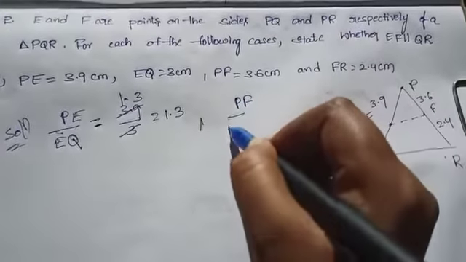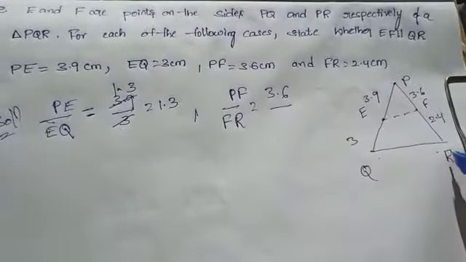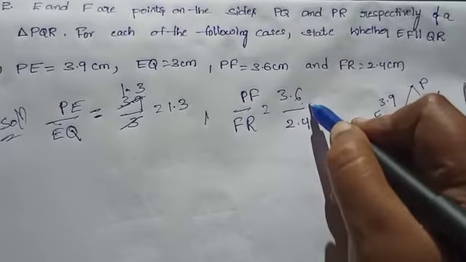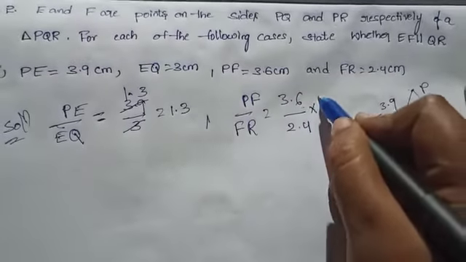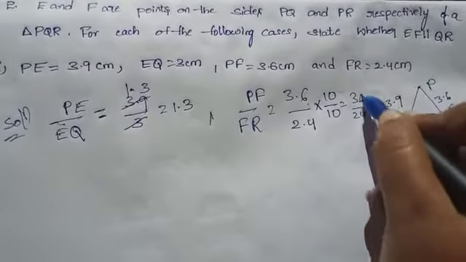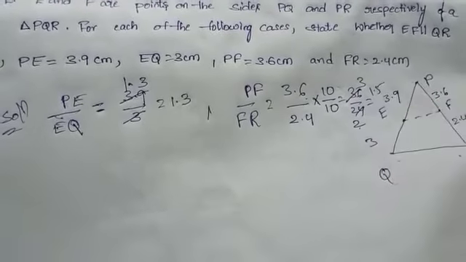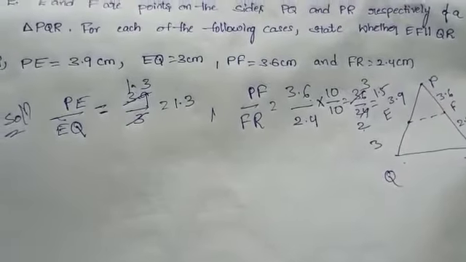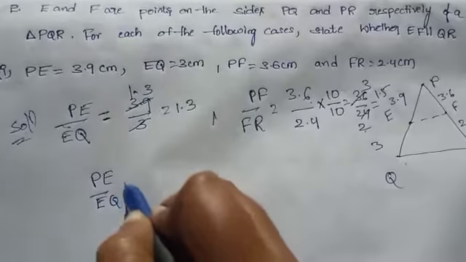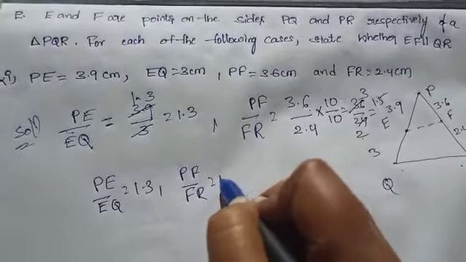PF by FR. PF equal to 3.6 by FR equal to 2.4. Okay. Multiplied with 10 by 10, which is equal to 36 by 24. 12 ones are 12, 12 threes, 12 twos. Okay. 3 by 2. Value is 1.5. Okay. Here we get PE by EQ equal to 1.3 and PF by FR equal to 1.5.